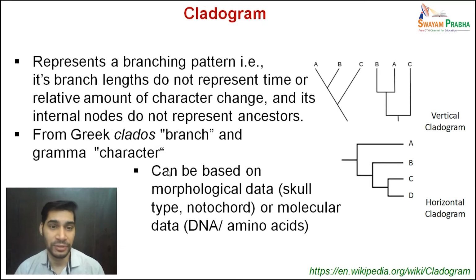gramma means the character. It can be based on the morphological data, just like the skulls, the type of skull present, notochord whether it is present or absent, and so on, or the molecular data in terms of DNA or amino acids. It can be a vertical cladogram or a horizontal cladogram. So the point to be remembered is the branch lengths are not representing time or the amount of character change.